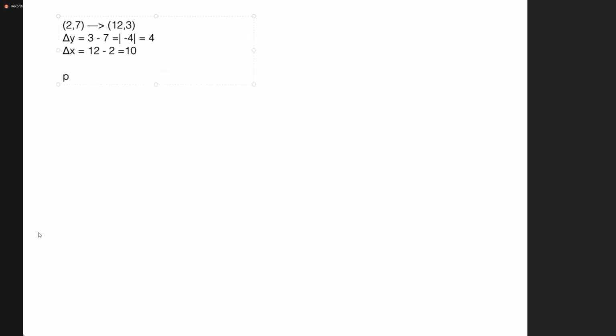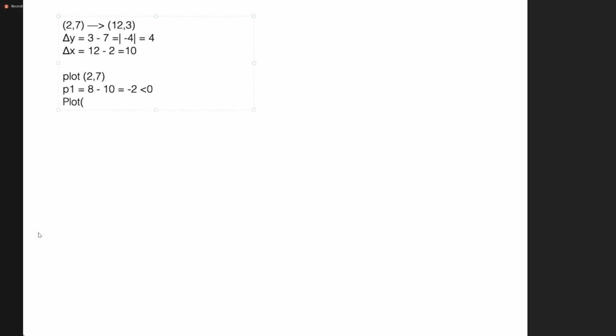Right. So for P1, we start by plotting 2 comma 7. P1 will be calculated. Normally we go to the algorithm, and P1 is calculated as 2 delta y minus delta x. 2 delta y here is 8, and delta x is 10, so it is negative 2. This is less than 0.